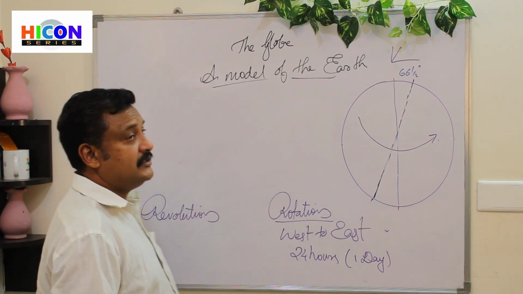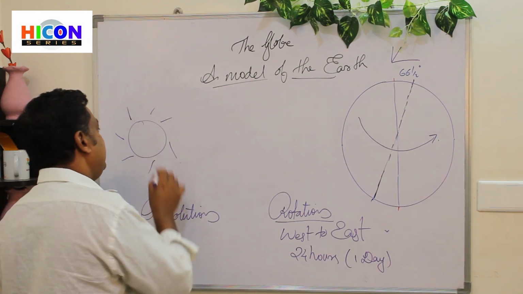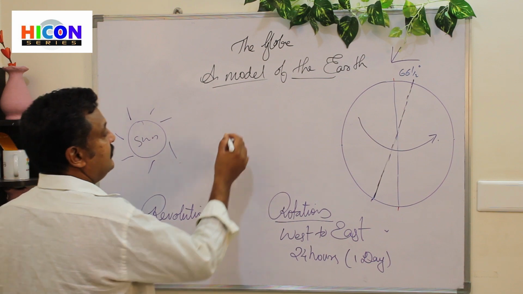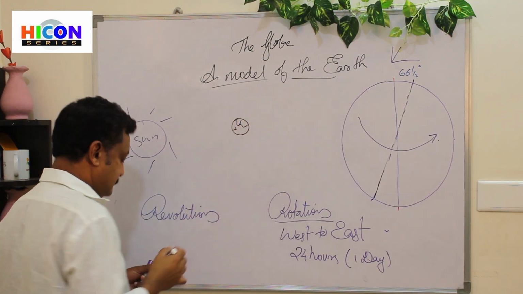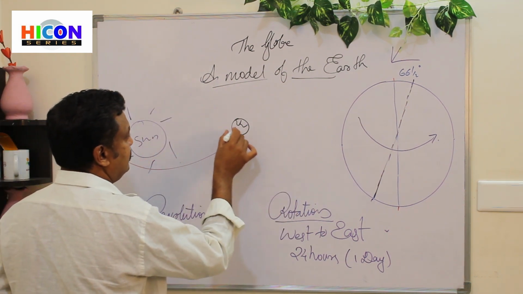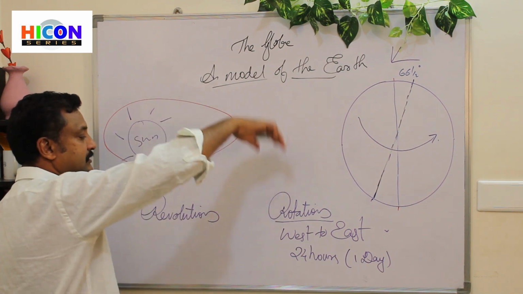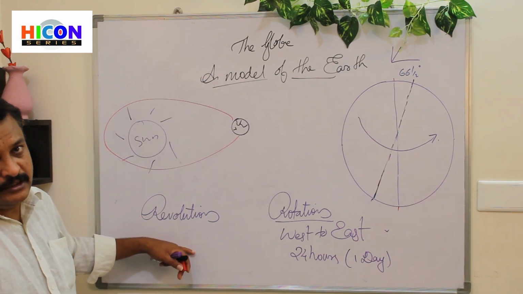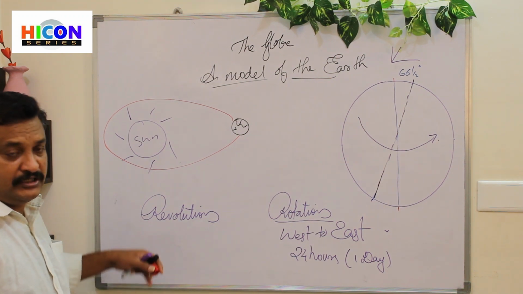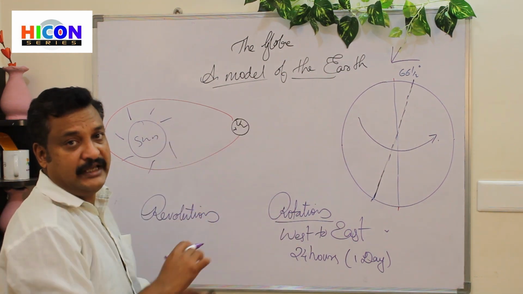As we know, as the earth rotates on its own axis, it has another movement around the sun also, isn't it? So imagine this is the sun, and this is the earth. As it rotates on its own axis, the earth moves around the sun also. So this movement of the earth around the sun is called the revolution. The movement of the earth on its own axis is called the rotation. The movement of the earth around the sun is called the revolution. And the direction is again from west to east.